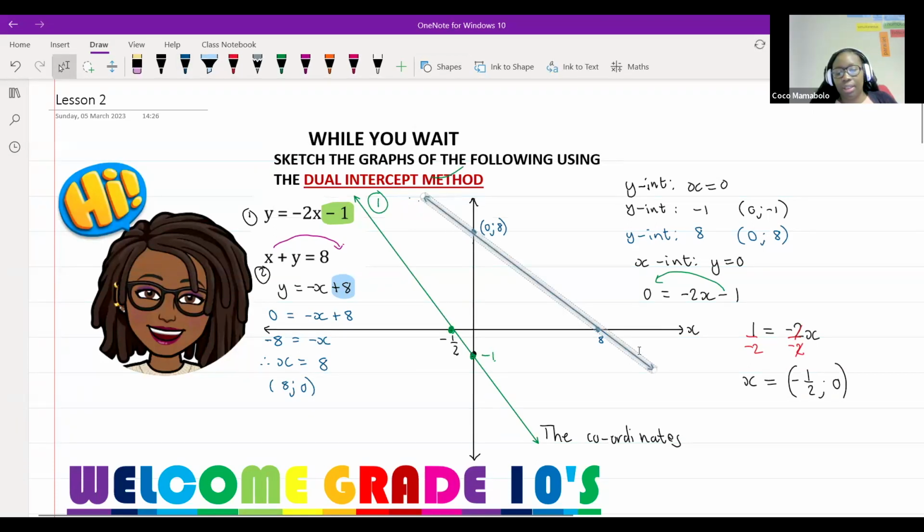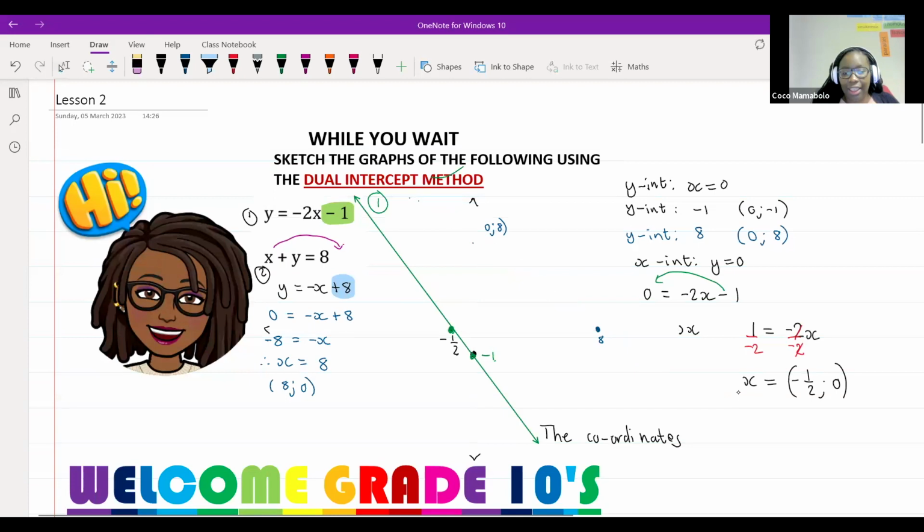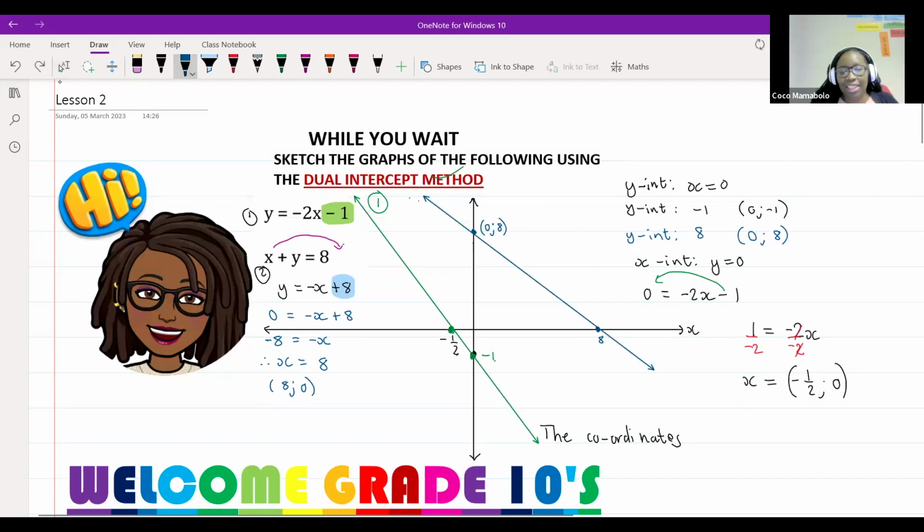All right, there we go. I got it. And then I lost it. Okay, there it is. So that point and that point. And that's how we use the dual intercept method.